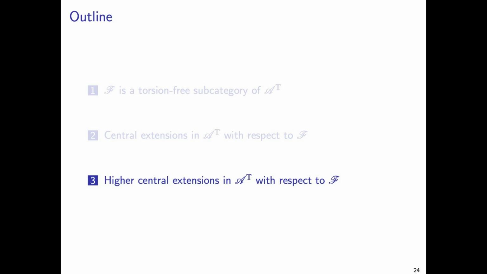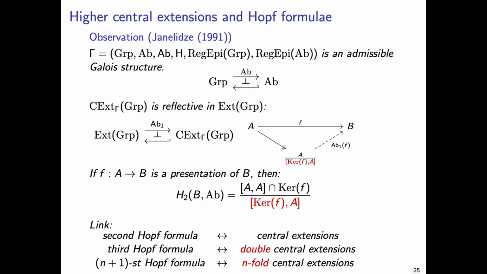Okay, let me now go to higher central extensions. And for this, I want to start to motivate a bit why we study higher central extensions. As I said before, the adjunction between groups and abelian groups gives rise to an admissible Galois structure where the central extensions are really the central extensions of groups. And moreover, one can show that the category of central extensions is reflective in the category of extensions. Namely, given an extension F from A to B, its universal central extension associated to it is given by the induced morphism by the quotient of A by the commutator of the kernel of F and A.